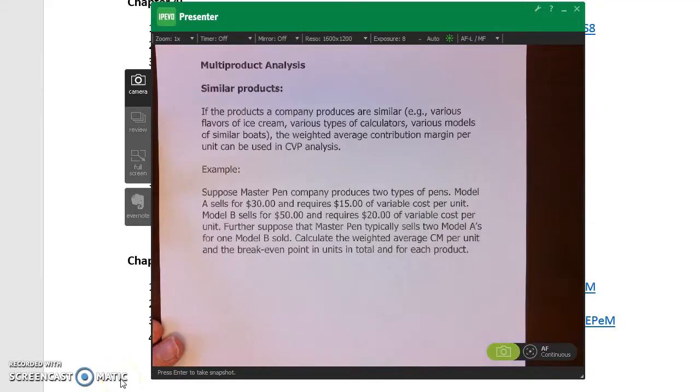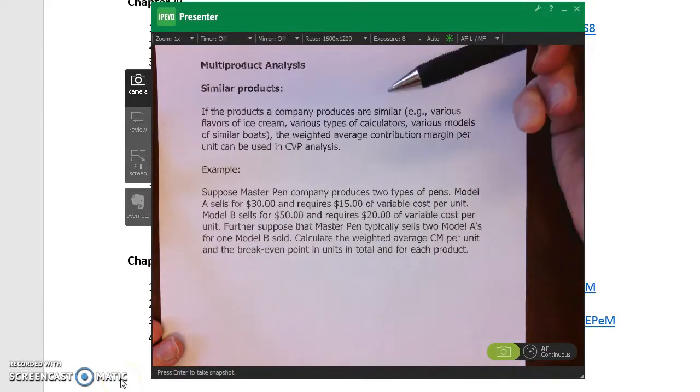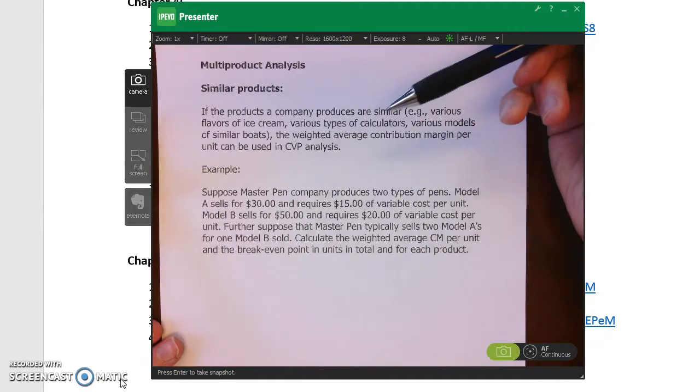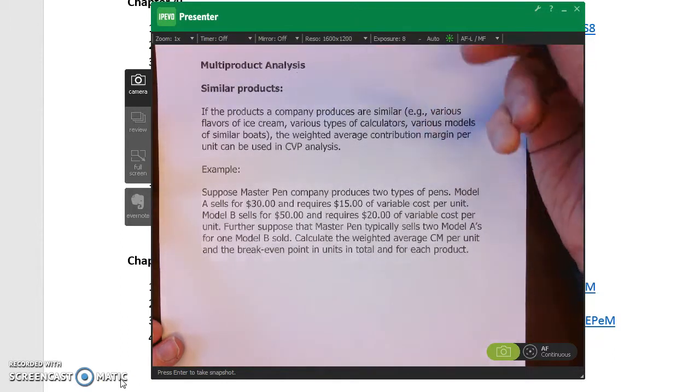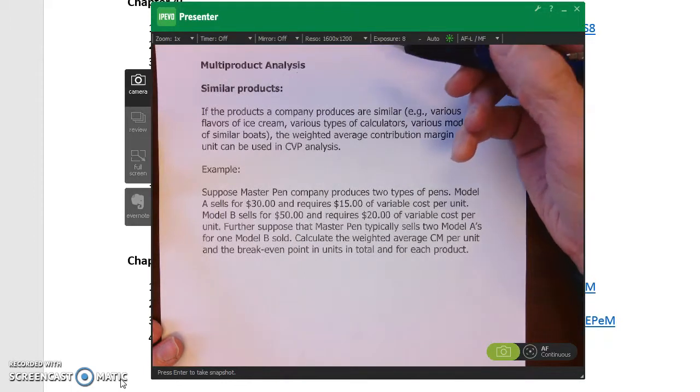Hello and welcome back to Chapter 4 Lecture Notes. In this one we're going to be talking about dealing with break even when we have multiple products, and then we're also going to be doing some additional problems, okay?